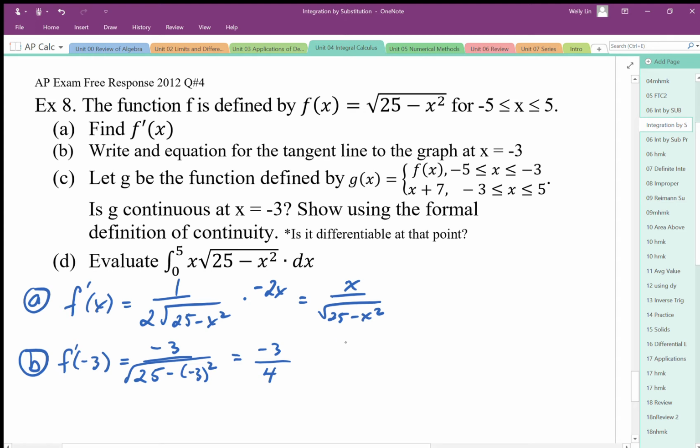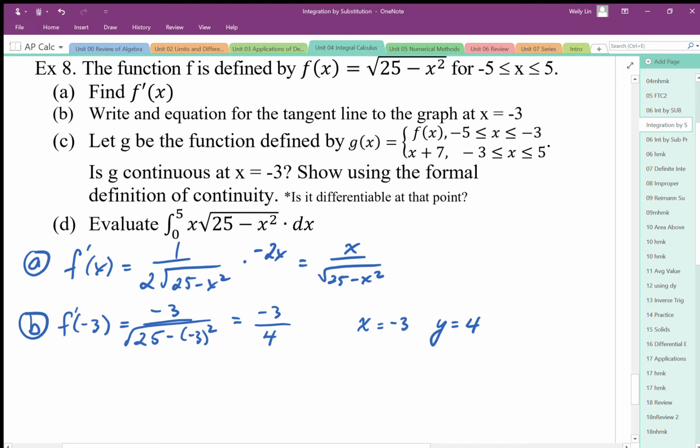We also need an x and y coordinate. For x equal to negative 3, the y coordinate, which we plug back into the original equation, works out to be the square root of 25 minus negative 3 squared, which is again 16. The square root of 16 gives us 4. So this is our x and y coordinate.